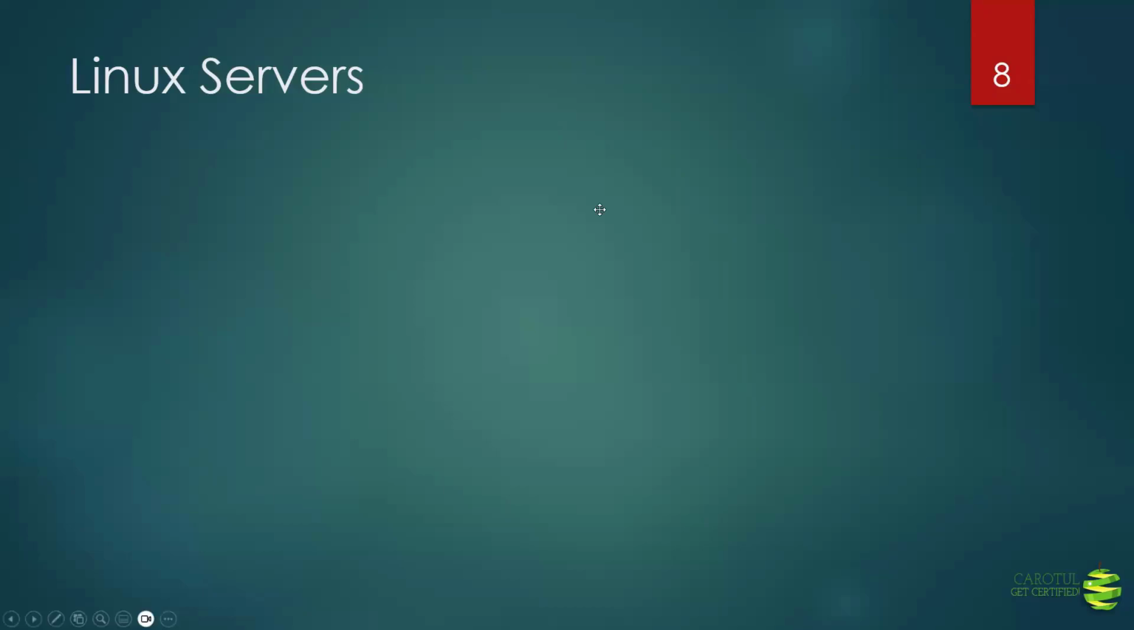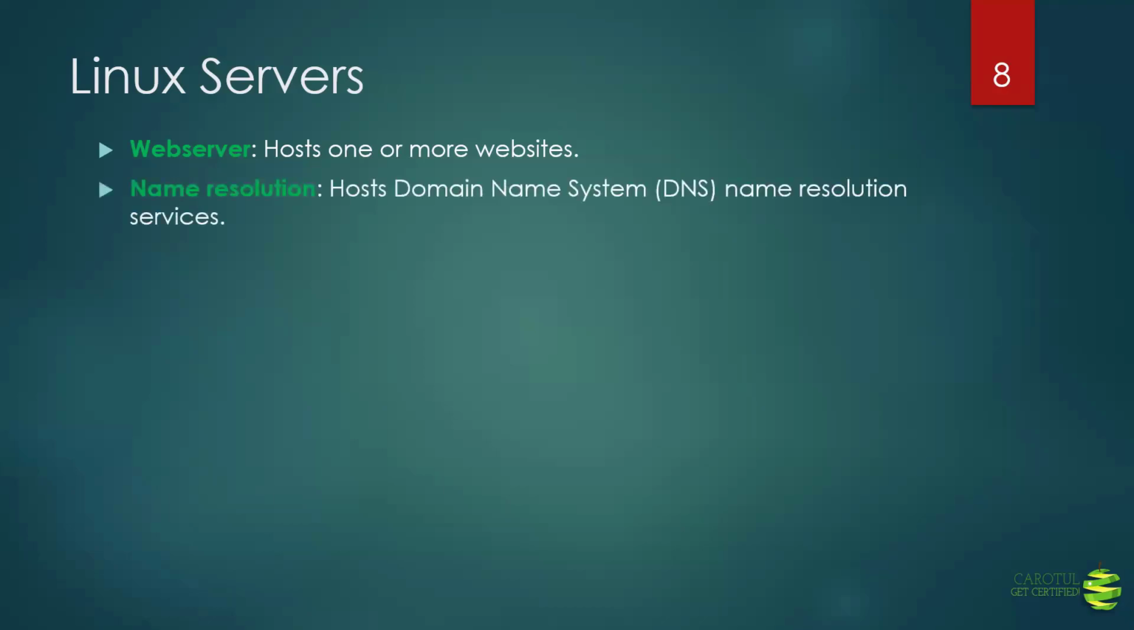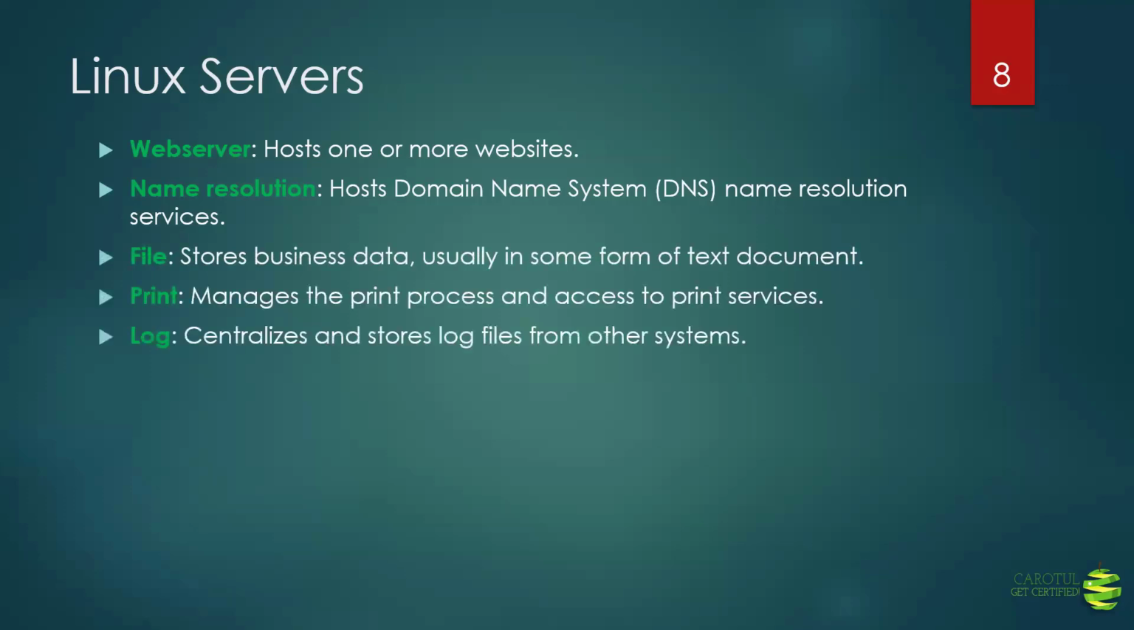So talking about the Linux server, you will see that throughout the world, Linux servers are very popular because they are very stable and highly secure. So they are mostly used as web servers, name resolution. That means you want to use the name instead of IP addresses. So we need a domain naming system service which can change the name to IPs. File storage, print server, log servers to centralize and store log files from other systems so that you know what event happened at what time with the timestamps and everything.